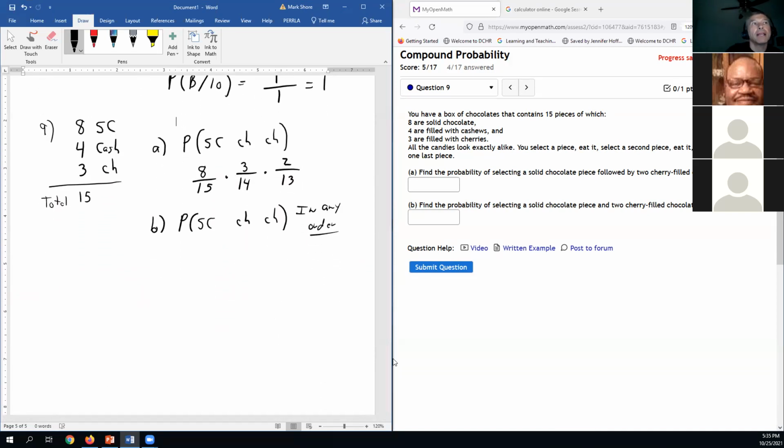We have to see how many different orders there could be of these things. So this order right here is with the solid chocolate piece being first and then the 2 cherries. So what's another order of arrangements of these 3 pieces? The first piece, instead of being solid chocolate, could be what?